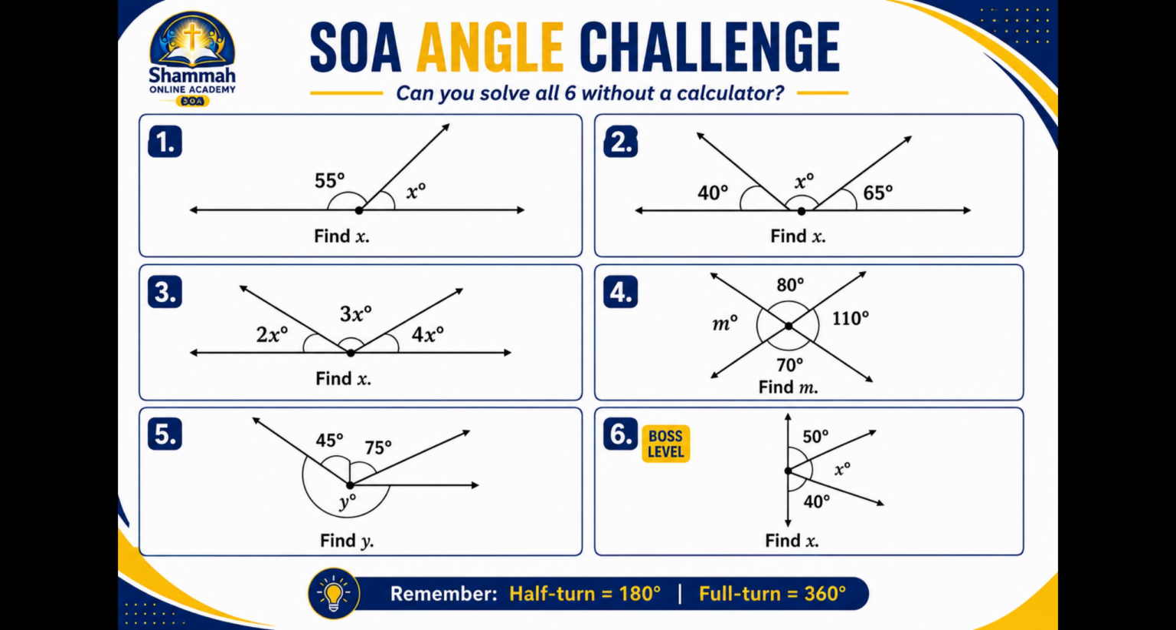Now it's your turn. You've seen the method, you've seen how to use the 180-degree budget, and you've also seen how to use the 360-degree budget. I'll be giving you 6 questions. No calculator. Remember, half turn is 180 degrees, full turn is 360 degrees. Ensure you pause the video at the end, solve all the 6 questions, and see how many you can get right.